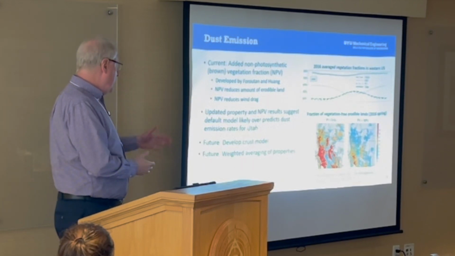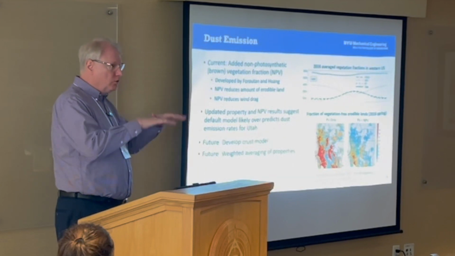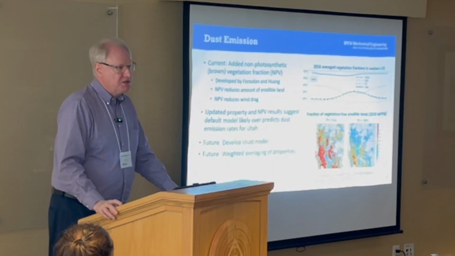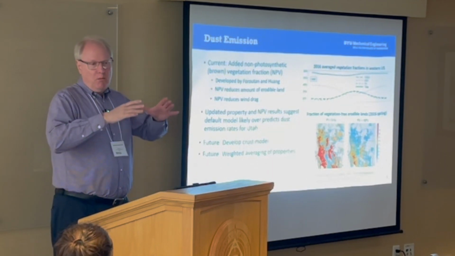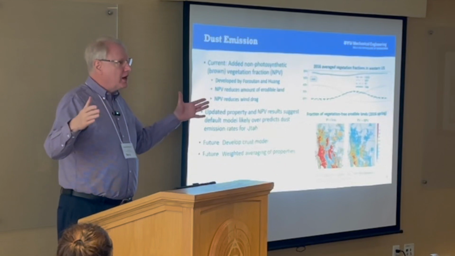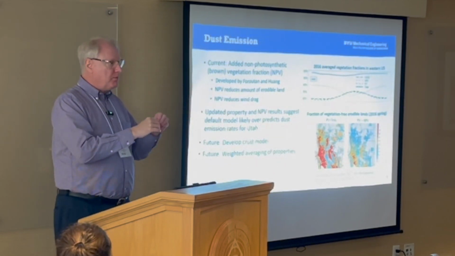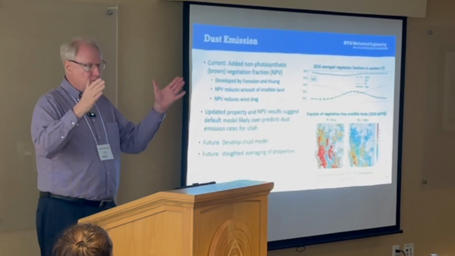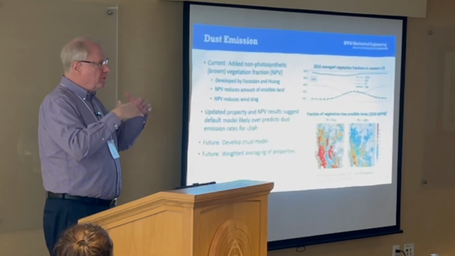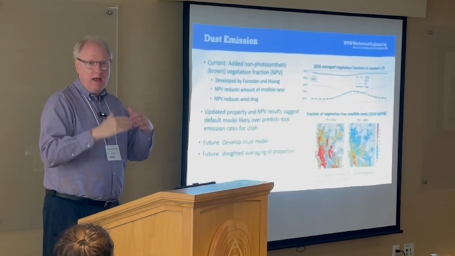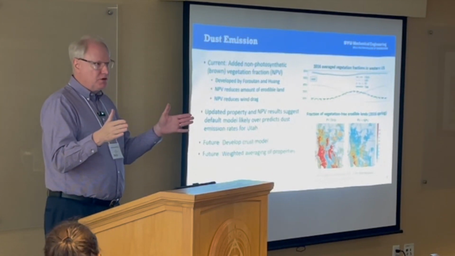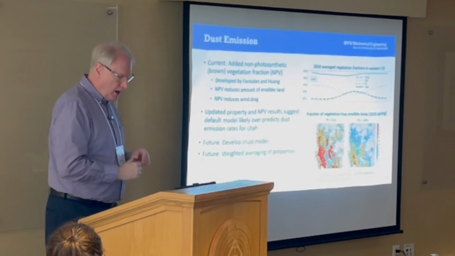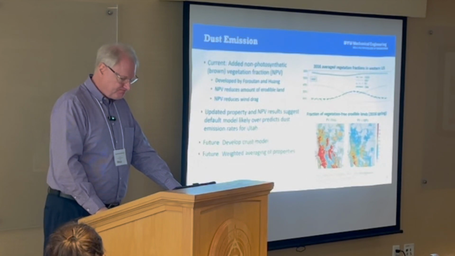In the future, we want to develop a crust model to look at that. And then we also want to look at weighted averaging of properties. One of the significant challenges in modeling is that we're modeling areas with 4 kilometer or 8 kilometer squares. But we know the properties vary significantly: some areas emit dust, some areas have shrubs, and so we take these big pieces. How can we appropriately weight the properties to say this is representative of this area in terms of dust emission? So we want to do work on averaging those properties appropriately.